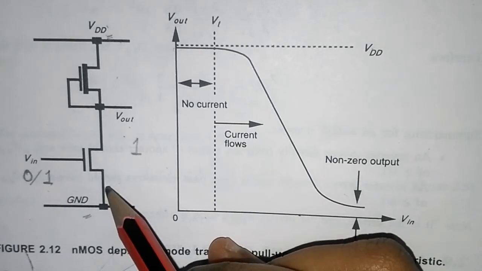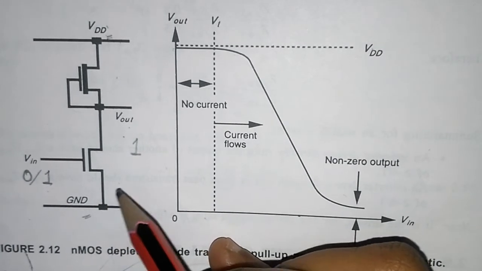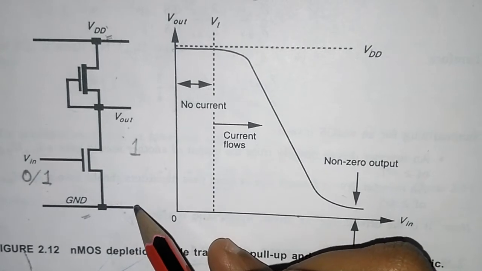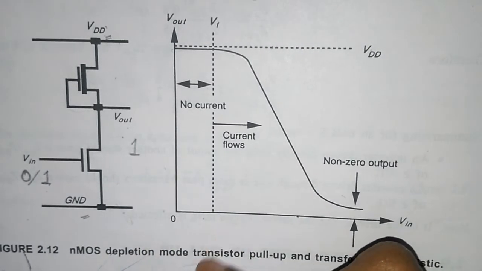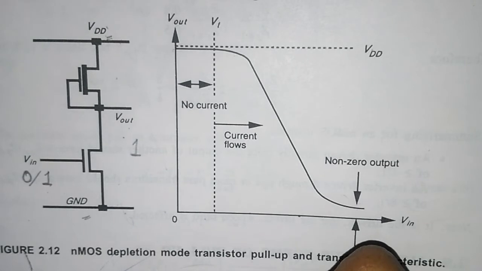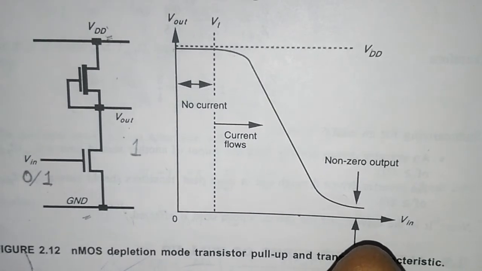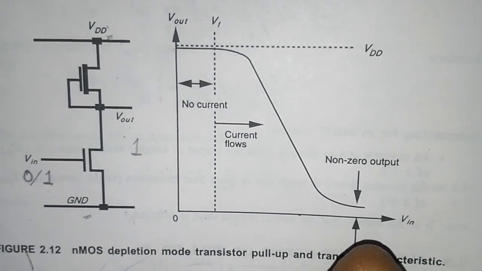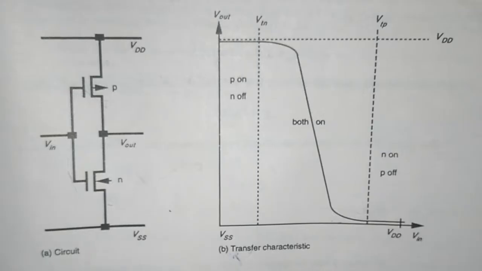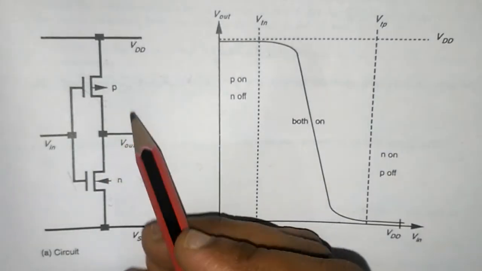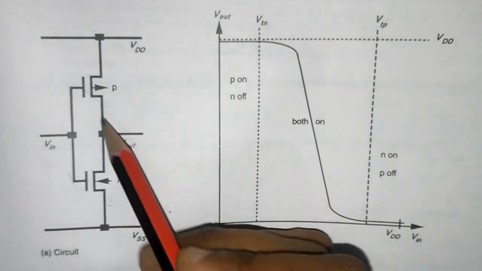So this problem is definitely overcome in CMOS. What is the main advantage of a CMOS inverter? The main advantage of a CMOS inverter is that the static power consumption is very less when compared to the NMOS inverter. Now how is the static power consumption very small in a CMOS inverter?